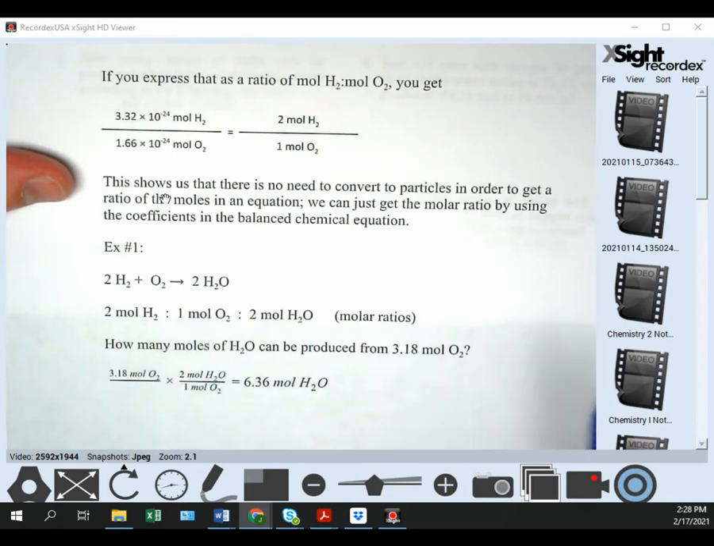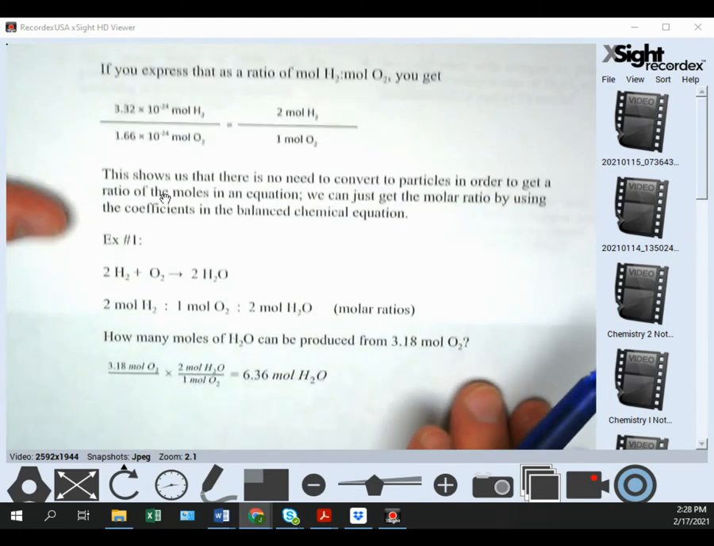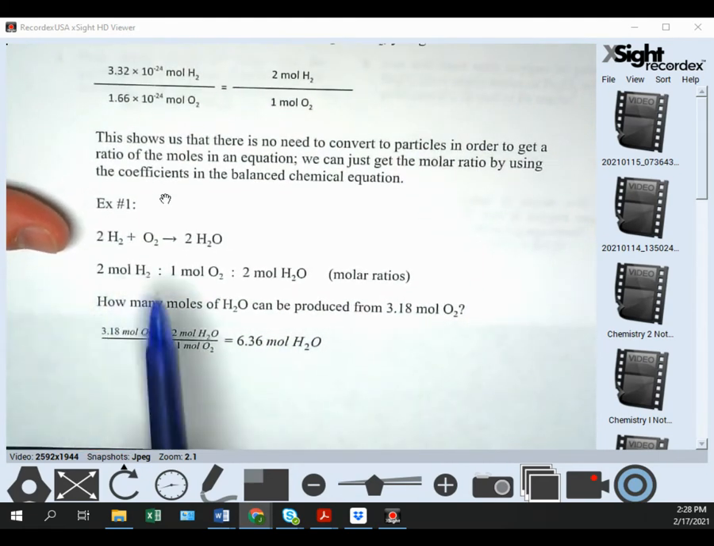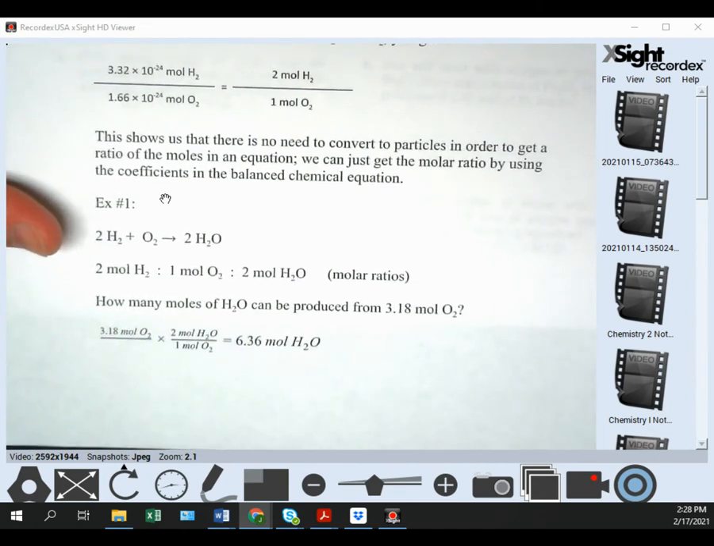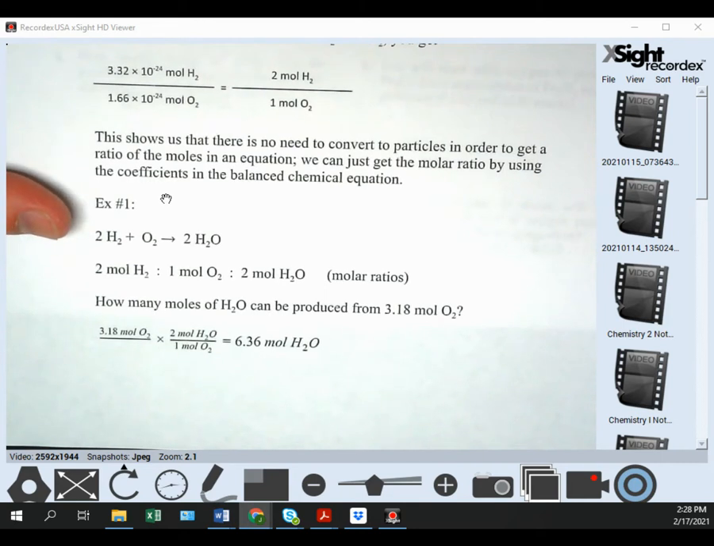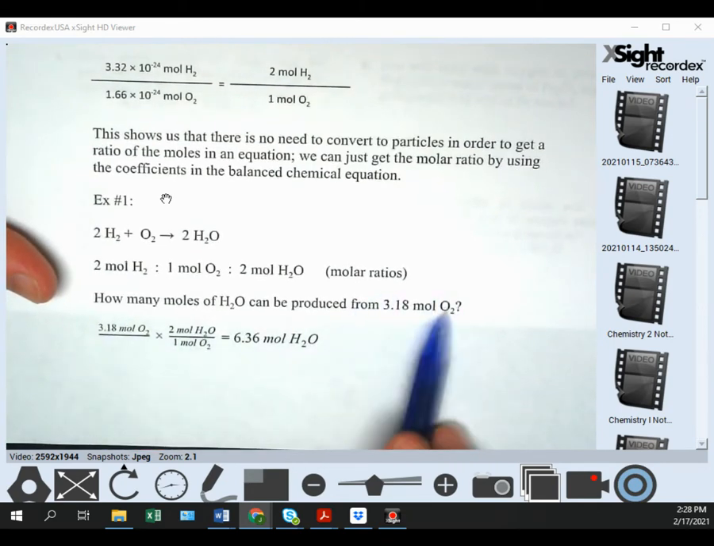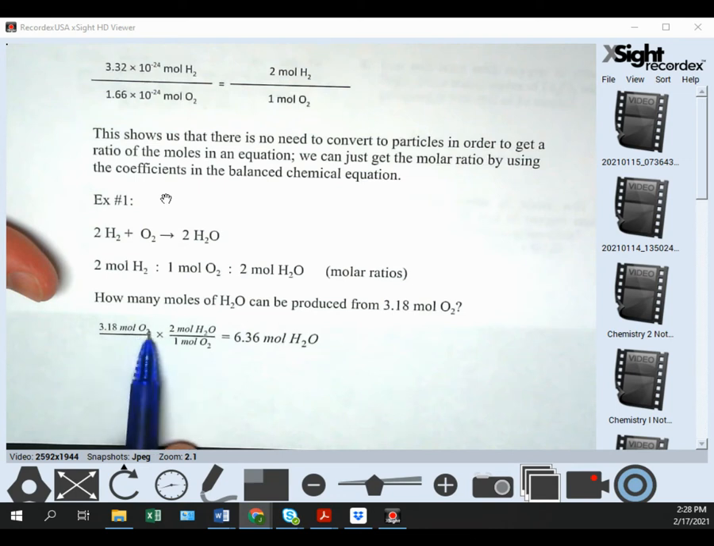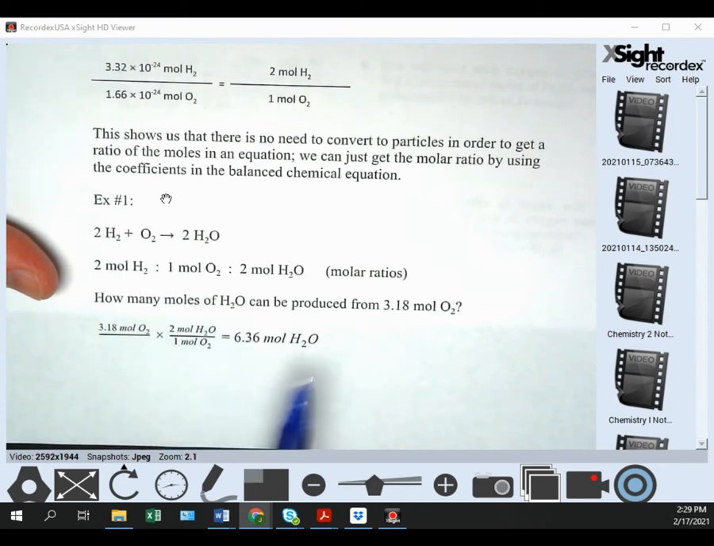Okay, so that's the molar ratio. So the first problem here, and it's already done for us, but the other good thing about these is this is why I like dimensional analysis over and over and over, because you're using the same thing. Different labels, but the same idea. So you start with what you're given: 3.18 moles of O2. They want to know how many moles of water that is. So moles of O2 on the top, moles of O2 on the bottom. We're turning it into moles of H2O.